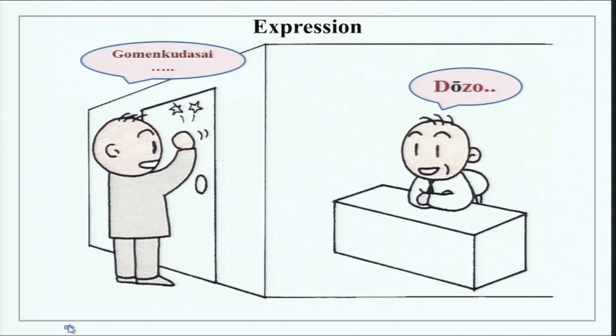Dozo is an expression which says permission is given for whatever the verb is saying. For example, if you are leaving your classroom, the teacher could say dozo, meaning you are permitted to leave, permission has been granted. Or if you are about to eat, dozo means you are given permission to start eating. Or before an exam, dozo means you can start writing your exam.